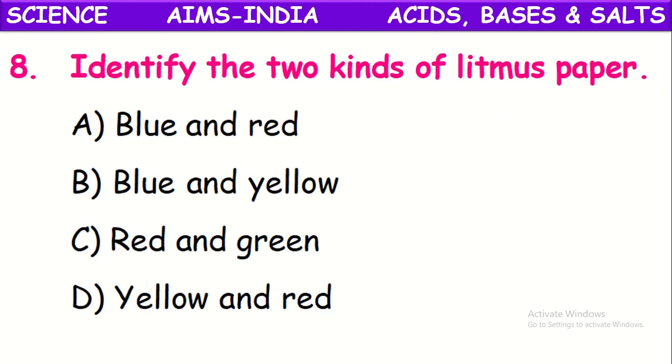Okay, next. Identify two kinds of litmus papers. Litmus paper is available to us in two colors. Those two are blue and red. We know blue litmus paper is used to test acids because acids turn blue litmus to red. And red litmus paper is used to detect bases. They turn red litmus paper blue. This way litmus papers are available in two colors, blue and red.